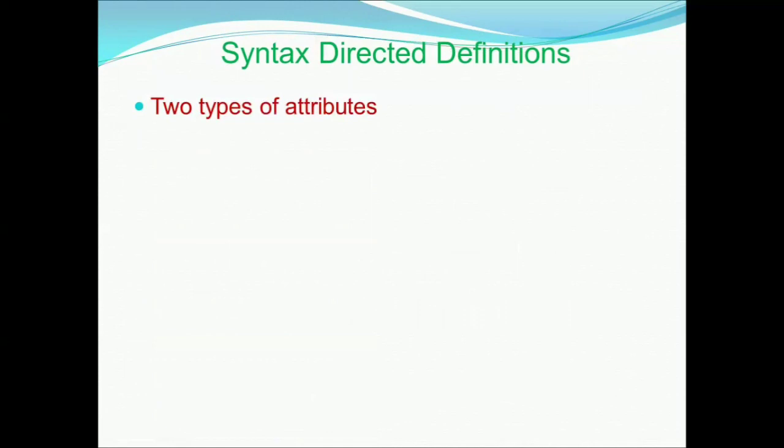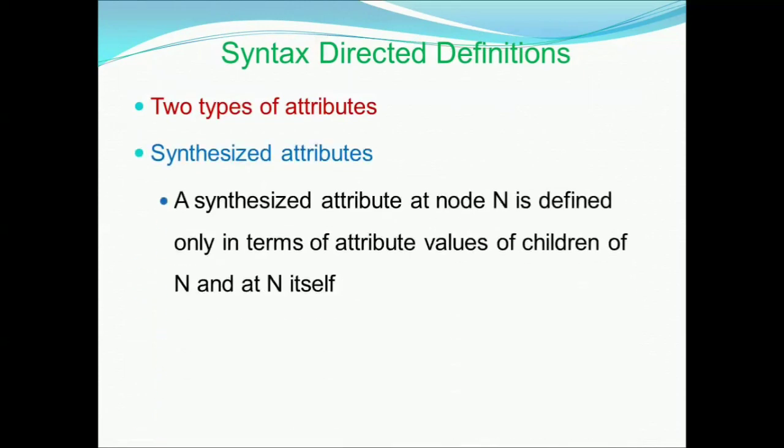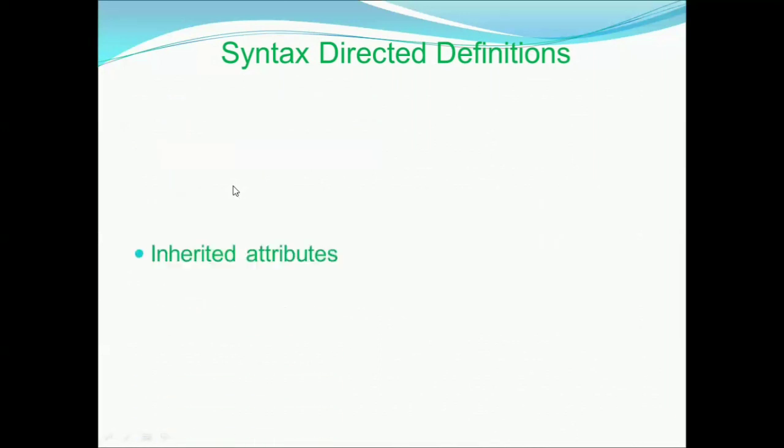So there are two types of attributes. One is the synthesized attribute. It says that a synthesized attribute at a node n is defined only in terms of attribute values of the children of n or n itself. It means that if this particular node n gets its value from its children, or from itself, then such an attribute is called a synthesized attribute.